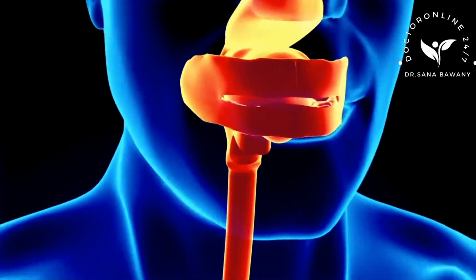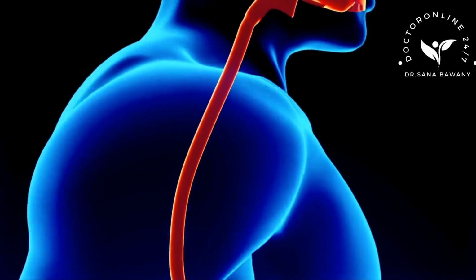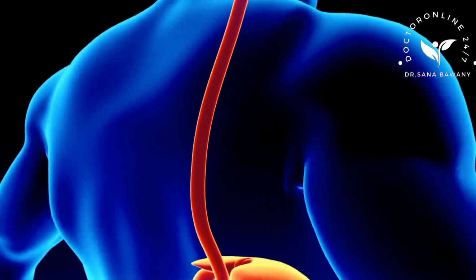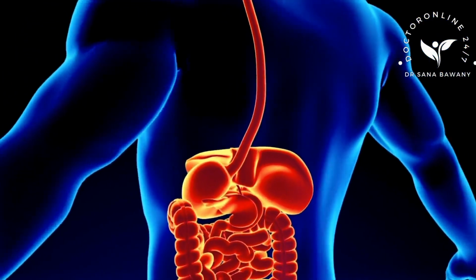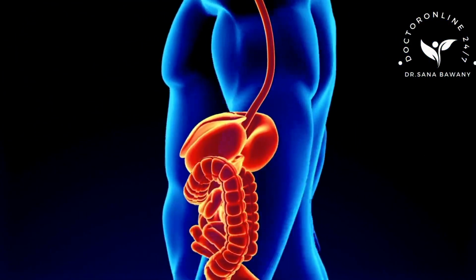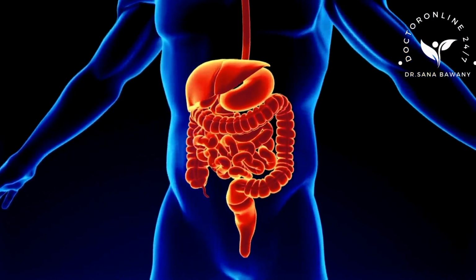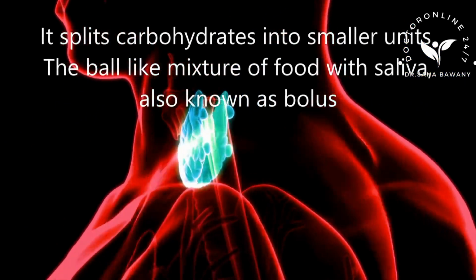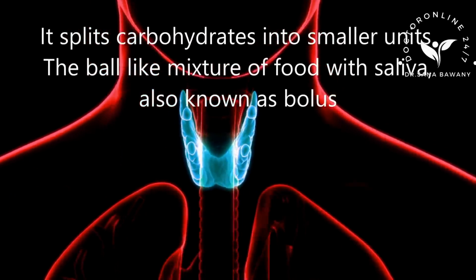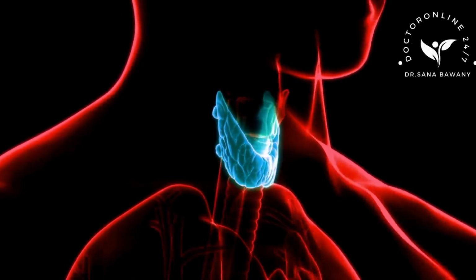First the food is broken up in the mouth by the teeth, and then mixed with saliva with the help of the salivary glands. Saliva contains a digestive enzyme called amylase that already begins to digest carbohydrates in the mouth. It splits carbohydrates into smaller units. The ball-like mixture of food with saliva, also known as bolus, is pushed into the throat by the tongue and finally into the esophagus, which propels the bolus to the stomach.